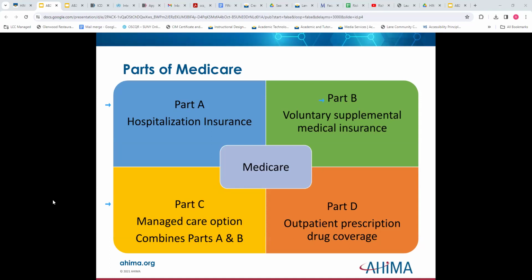Part C, sometimes referred to as Medicare Advantage, are managed care programs. The Blue Horizons, Kaiser Medicare Advantage. And basically this covers Parts A and B, and perhaps D, which we'll get into. D is outpatient prescription coverage.